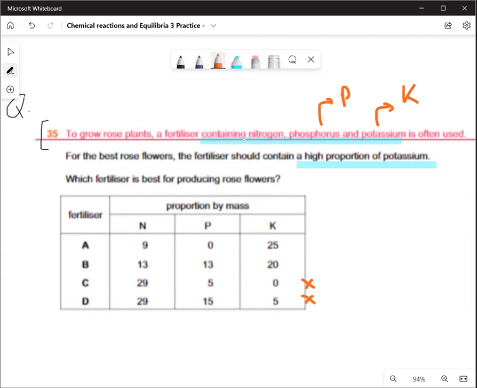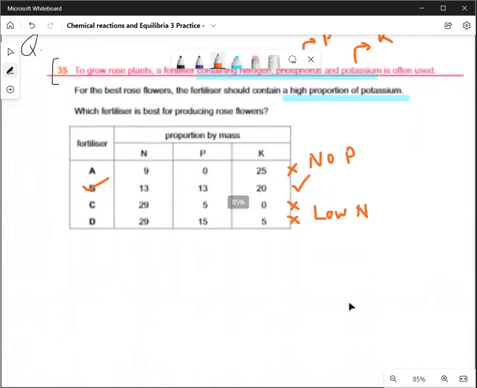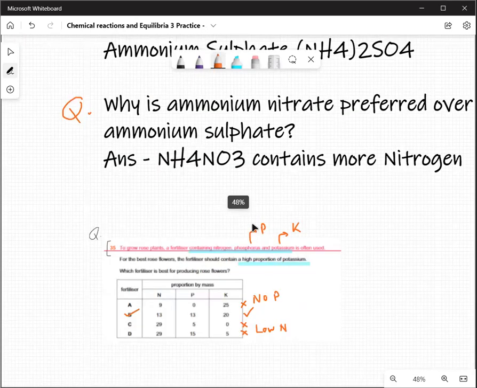Now read the blue part on the first line. Containing nitrogen, phosphorus, and potassium, right? It must have all three of these. Now you tell me which of these options have all three. B. So the answer is B. Got it? This is wrong because this is low N. This is wrong because no P. So this is the correct answer. I hope that's clear and fine.